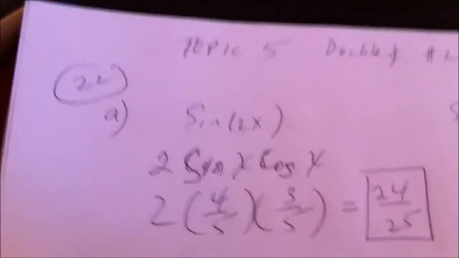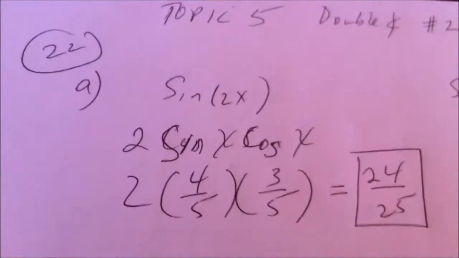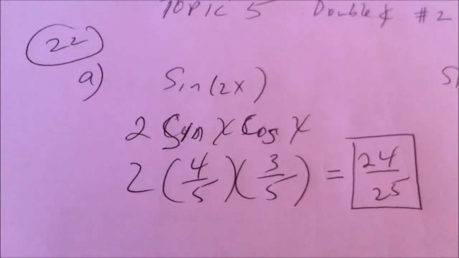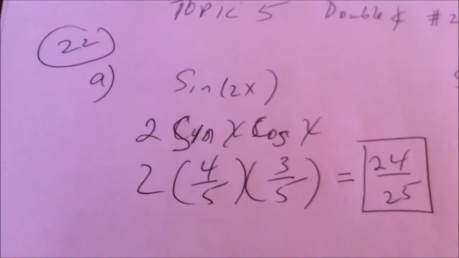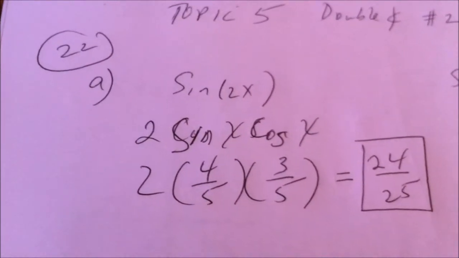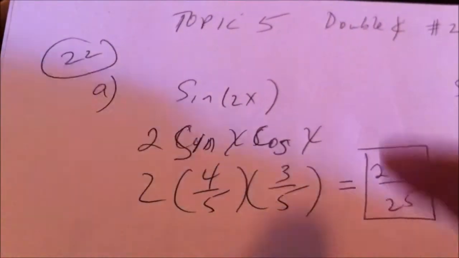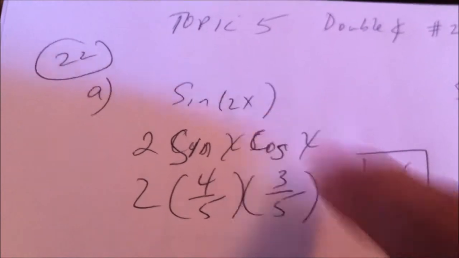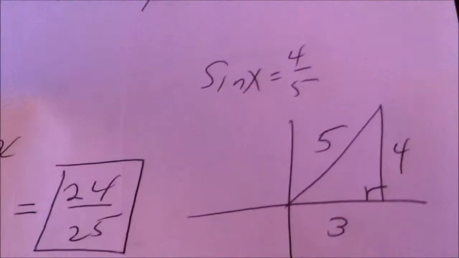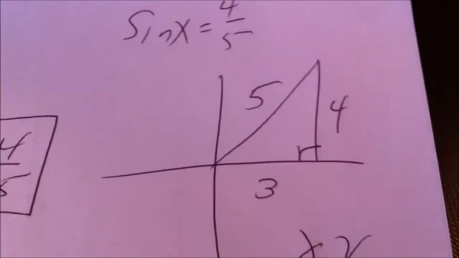Question 22 is all about double angles, and I've seen some confusion with double angles, but again, it's just looking up stuff on a reference sheet. And if you don't have enough information in the question, you make triangles. For 22a, it wants me to evaluate the sine of 2x, and the only information that they gave me was that the sine of x is equal to 4/5.